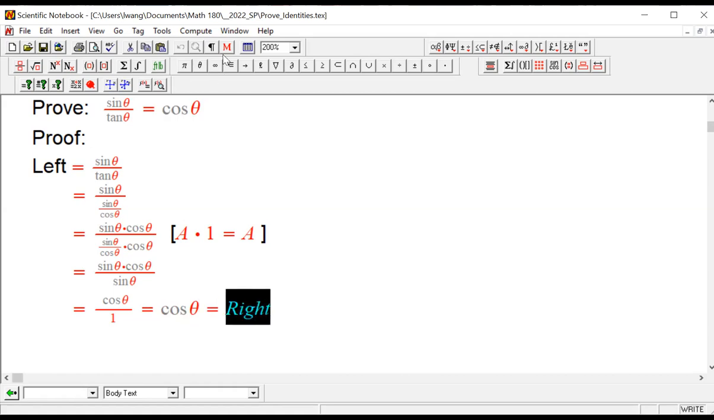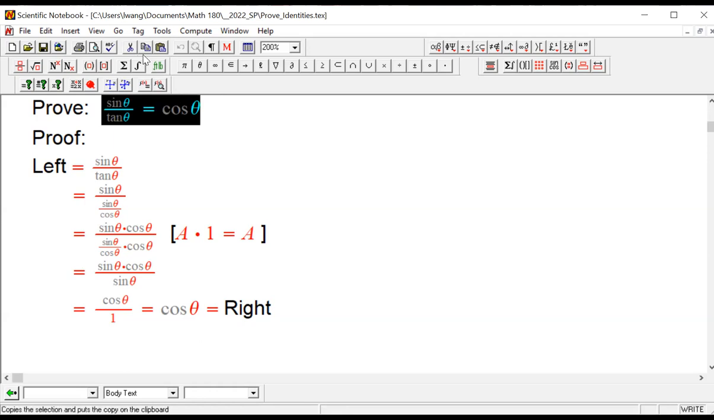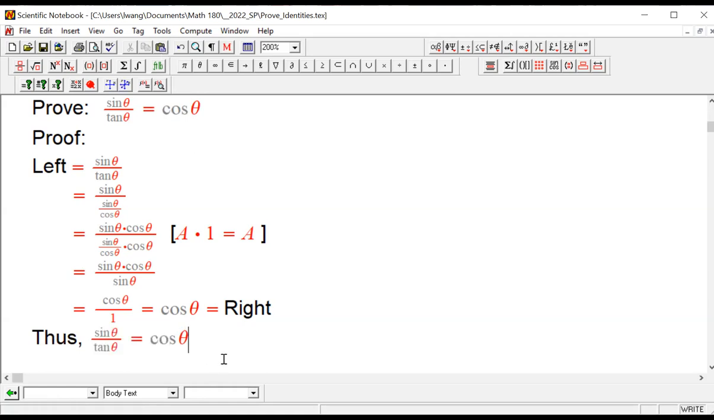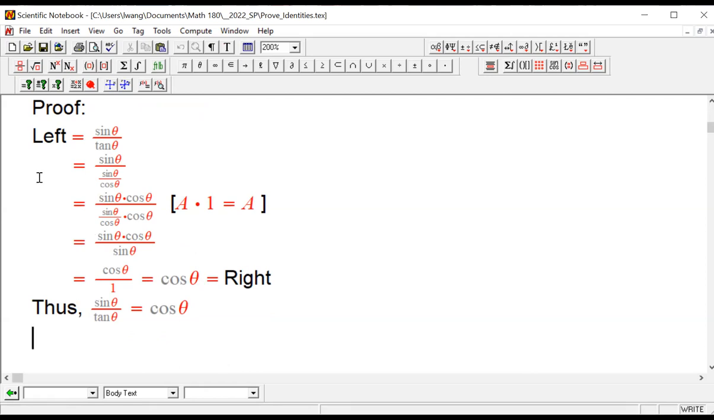So this is the first format I'm talking about. So pretend we don't know whether it's true or not, but we just know we need to demonstrate that from the left, we can end up on the right. So that's what we do, okay? Of course, you can certainly do it from right to left, right? Then usually you have a conclusion. Then you say, thus, or therefore, this is true, okay?